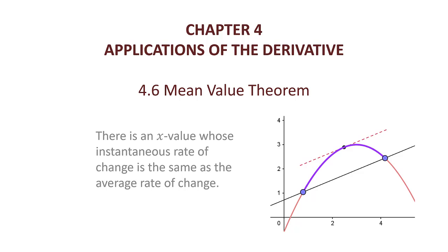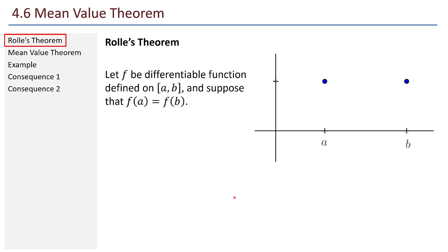Welcome. We are continuing on in Chapter 4, the applications of the derivative, and today we look at 4.6, the mean value theorem. And what we have here is the big idea. There is an x value whose instantaneous rate of change is the same as the average rate of change, and we'll explore what that means. It begins with Rolle's theorem. Here's a basic theorem, and then we will generalize this to get the mean value theorem.